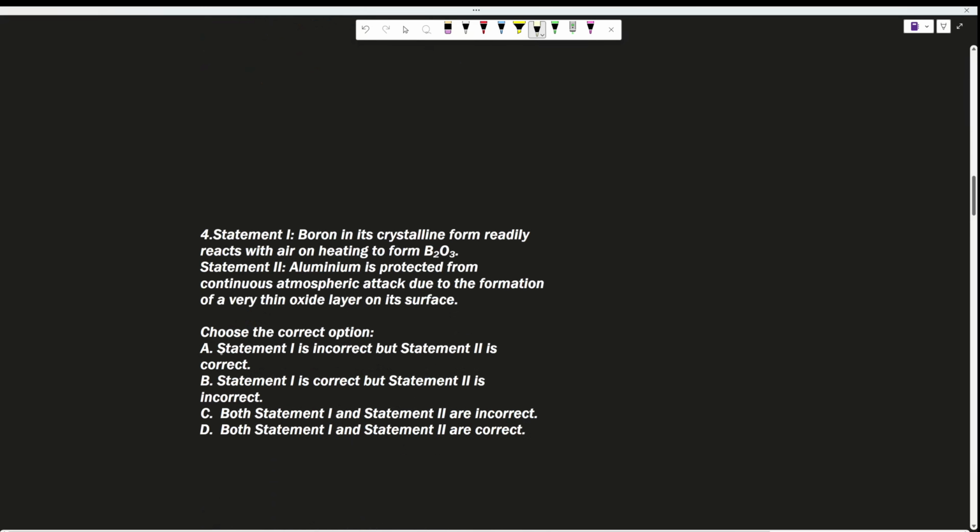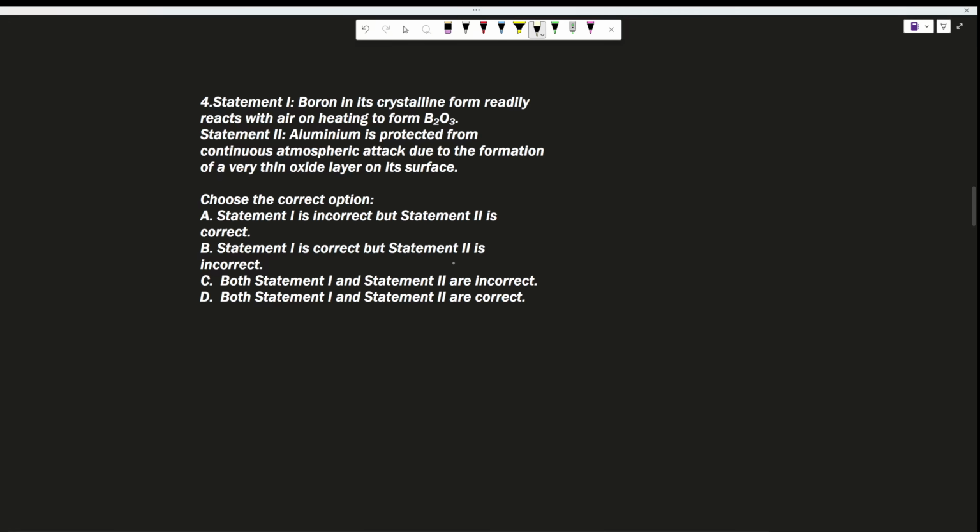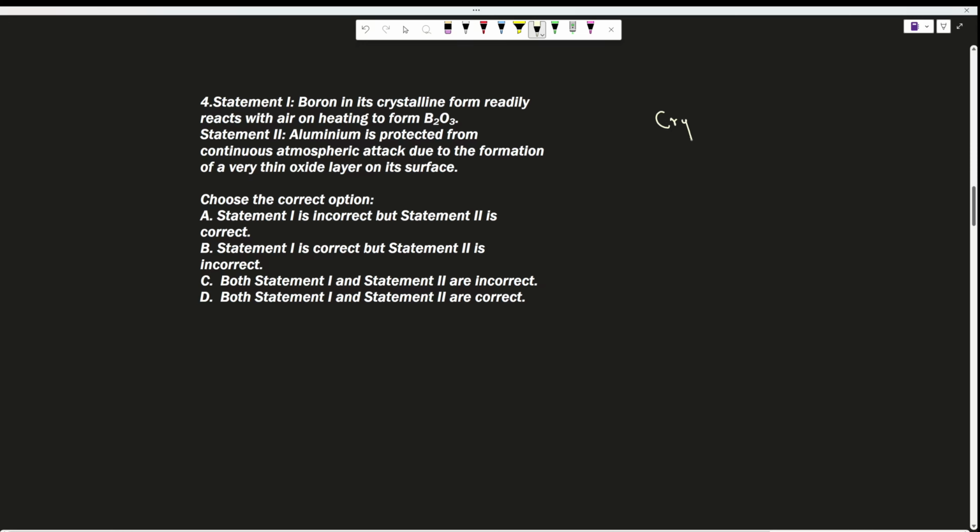Next one. Statement 1 says, boron in its crystalline form readily reacts with air on heating to form B2O3. See, this comes under reactions, reaction with oxygen. So when you consider boron, it does not react with oxygen in its crystalline form.